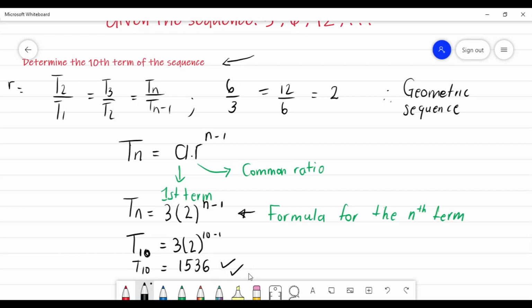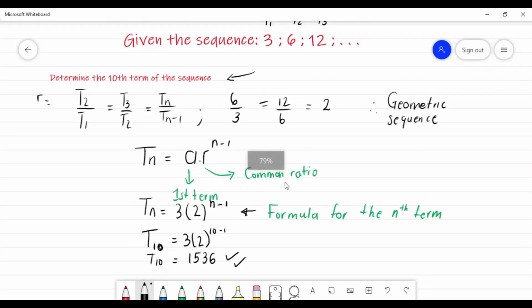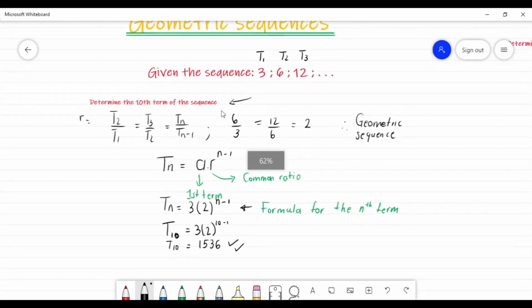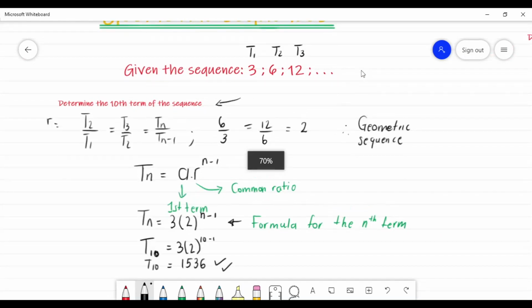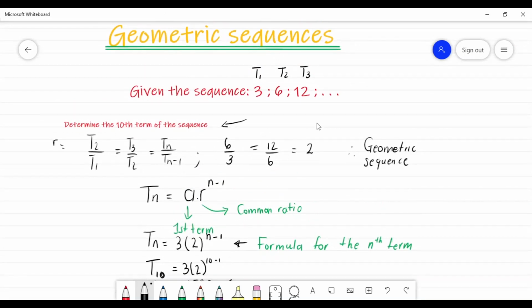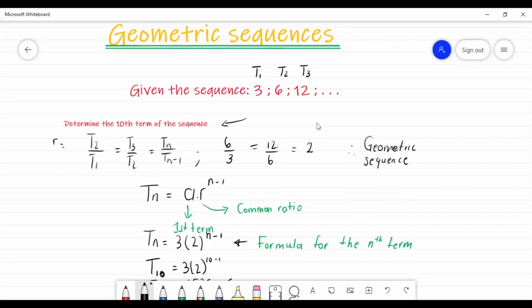Okay, so just a quick recap for this question. We are given a sequence, 3, 6, and 12. We know that it's a geometric sequence because we are under the heading geometric sequences. But we still need to confirm that it is in fact a geometric sequence. What do we know about geometric sequences? We know that geometric sequences have a common ratio between consecutive terms.